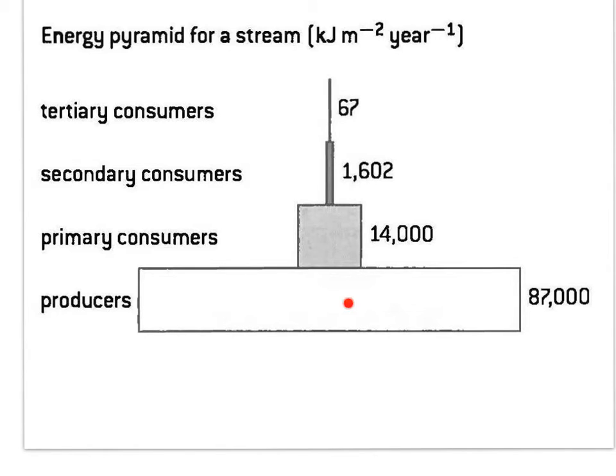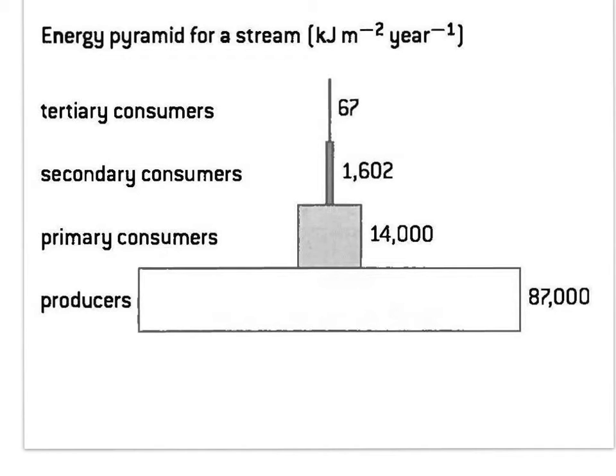You can calculate the efficiency of energy transfer from one trophic level to the next. From producers to primary consumers, the efficiency is 14,000 divided by 87,000 times 100, or in other words, 16%. But from primary consumers to secondary consumers, the efficiency of energy transfer is 1,602 divided by 14,000 times 100, 11%. From secondary consumers to third-level consumers, the efficiency is 4%. Remember, energy losses between trophic levels includes material not consumed or material not assimilated, as well as heat loss due to respiration.